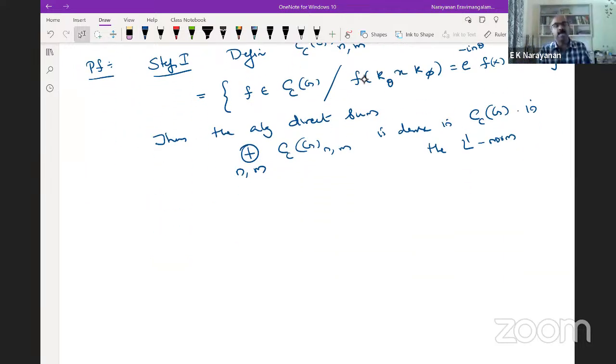So this is decomposing. Think of the K action from the left and the right, and then you take the Fourier series, right? So decomposing with respect to the K action. Okay. So that is one.